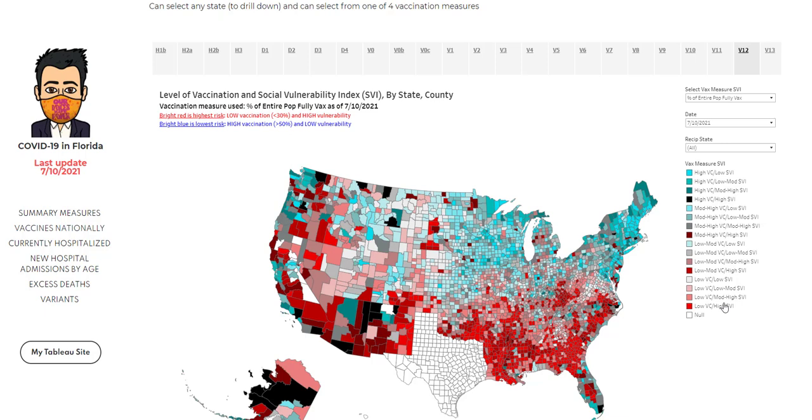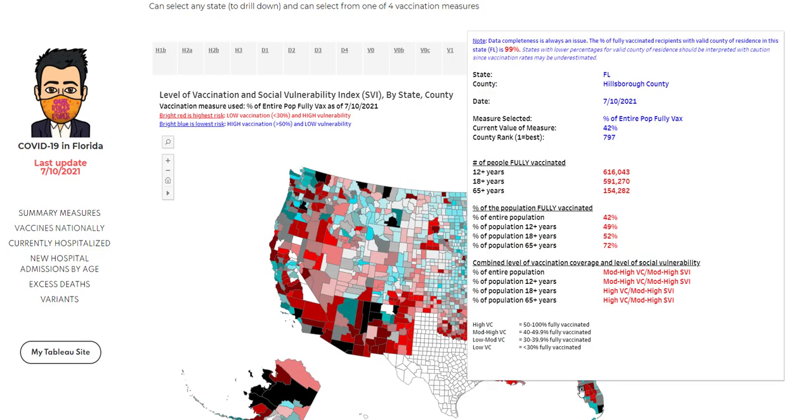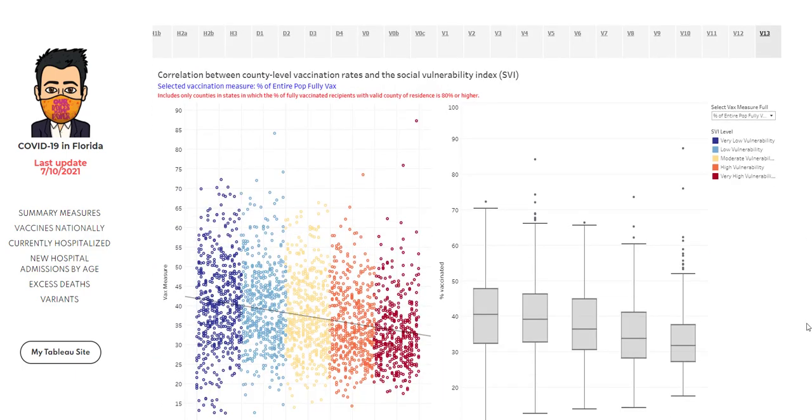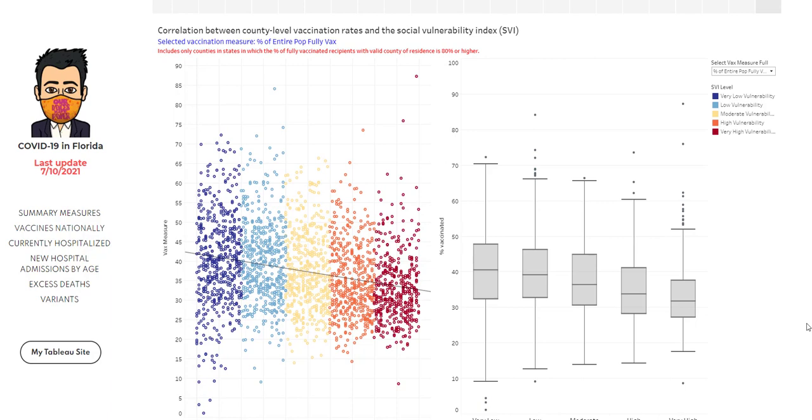Over 50% of their population is fully vaccinated, and then they have a low social vulnerability index. So again, that's the idea behind this. Again, hovering over any particular county gives you a lot of information about that county. And then this is similar. Again, it's just trying to look at broad level factors that I can easily access.